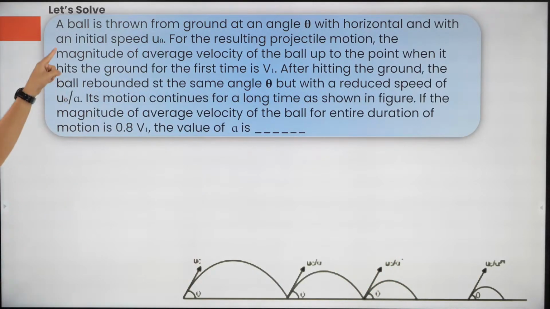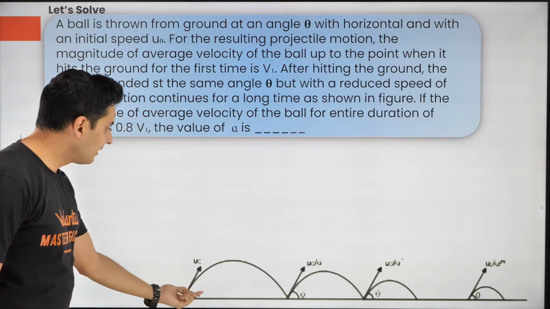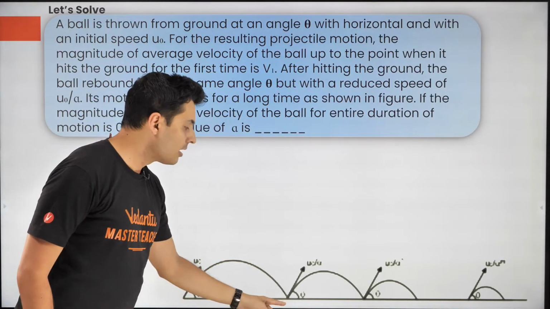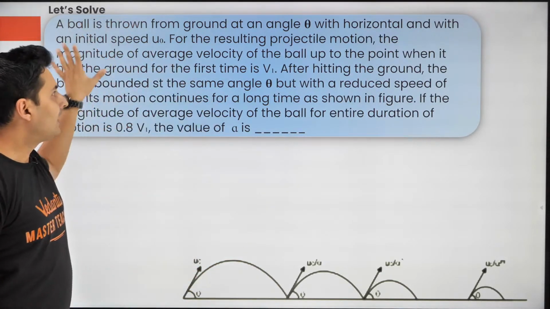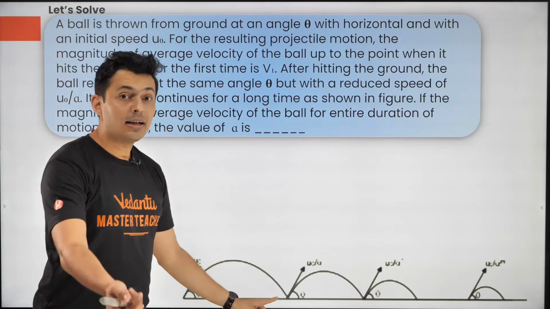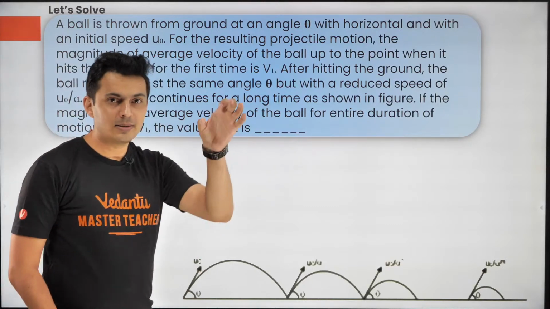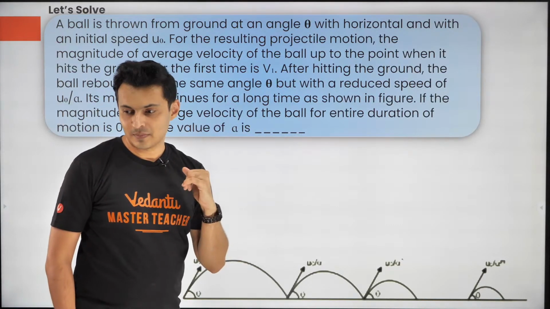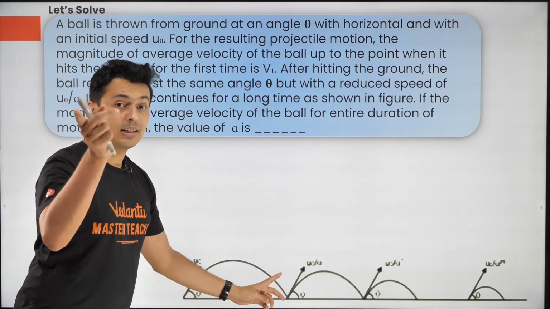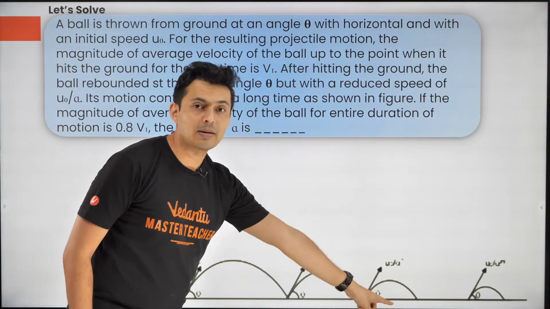Yes. Okay. Now a ball is thrown from the ground with velocity u0 at an angle theta with the horizontal. It goes like this and hits the ground. I'll save you some time and tell you what has been mentioned. It rebounds with a speed u0 by alpha. That means the speed becomes alpha times less. Now, the speed becomes less, but the angle does not change. Every time it rebounds with the same angle.